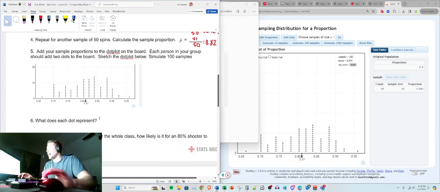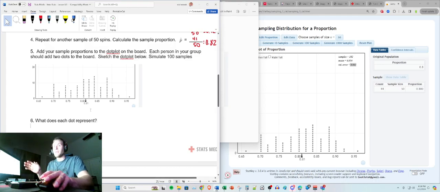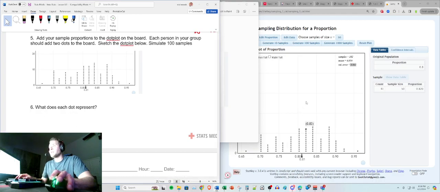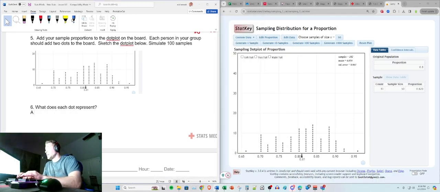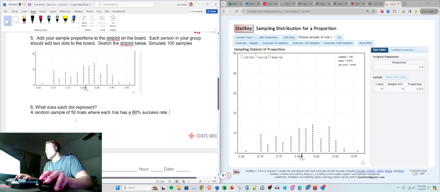So it says, what does each dot represent inside of this dot plot over here on the left side that we just created? So each dot represents a random sample of 50 trials where each trial has an 80% success rate. Well, actually, let me rephrase this. It's a random sample of 50 trials where each trial has an 80% success rate.